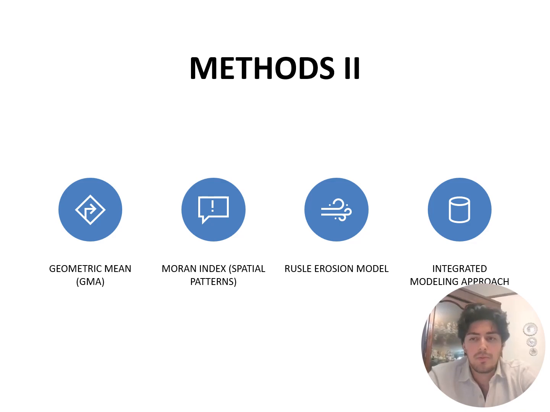Different models were applied. For example, the soil quality index was calculated using a geometric mean of several indicators. The Moran index was used to analyze the spatial patterns, and the Russell model was applied to estimate soil erosion based on factors like slope, rainfall, and vegetation cover.